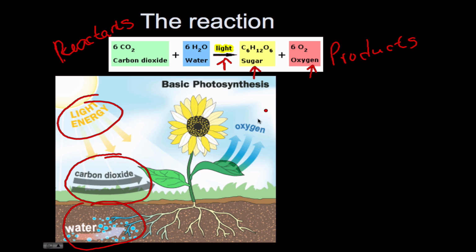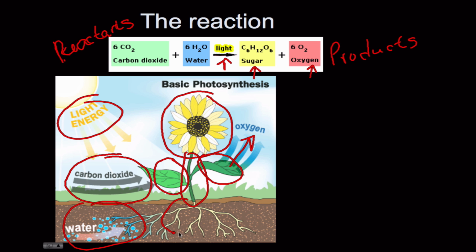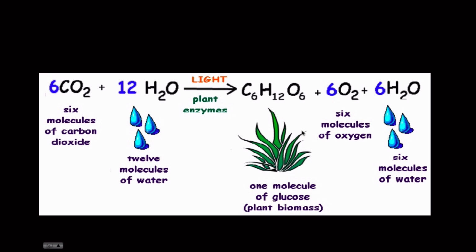and oxygen. Okay, so the oxygen is given off into the atmosphere, but the sugar is contained in the biomass of the plant. So each part of the plant is made up of those sugars that are generated from this reaction, and we call that the biomass. It's basically just the matter that makes up the plant. All right, so here's a more detailed image of that reaction, and this actually shows the balanced chemical equation.